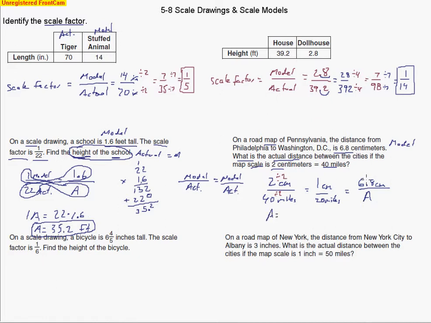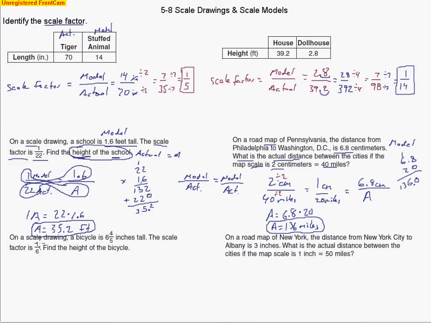And I have to multiply 6.8 times 20. So 6.8 multiplied by 20. So maybe off to the side I'll do that. 6.8 times 20. Well, I'm going to add a 0 because 0 times a number doesn't change anything. So I'm moving over to the next place value and multiply. I get 16. And that makes 13. Move the decimal, 136. So A equals 136 miles between Philadelphia and Washington, D.C.